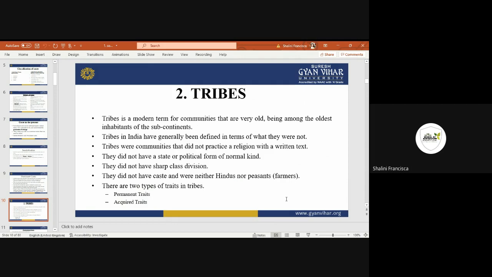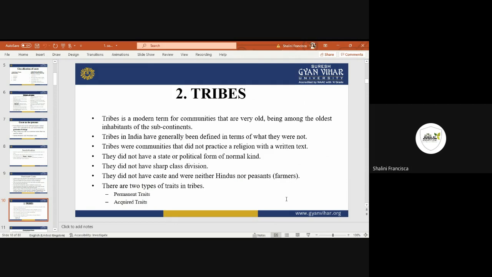Okay, so here the tribes have been defined. They are much older than the people who started the caste system, I think. But in India, the tribe is not always defined in terms of religion, or by their origin or culture. They don't follow any religion that has a written text.